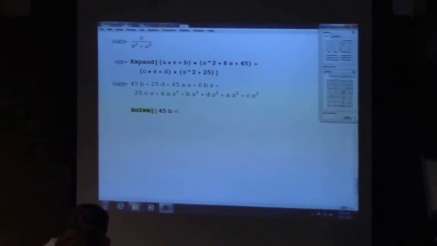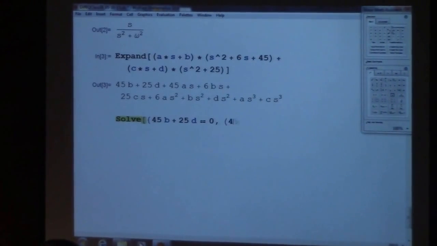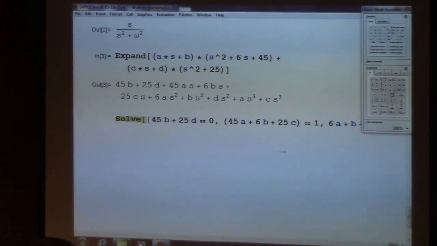Again, 45b plus 25d must be 0. That's the constant term. 45a plus 6b plus 25c, that's the term that must equal 1, because that's the coefficient in front of the s. Okay? So put the 1 in there. The s squared term, its coefficient is 6a plus b plus d. That's got to equal 0.